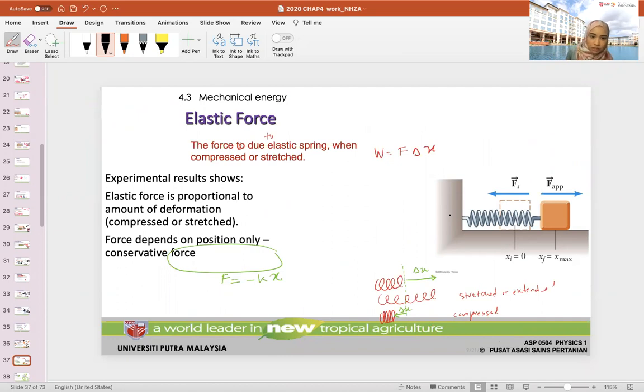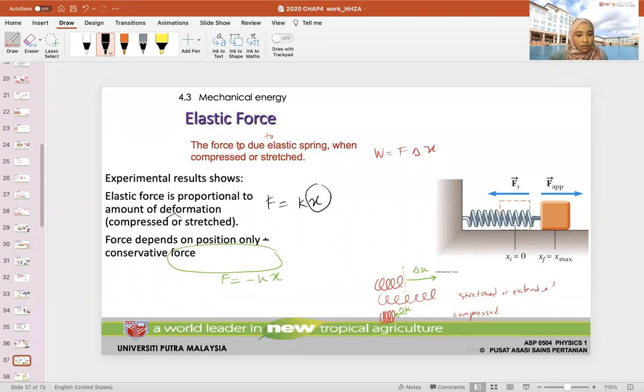So elastic force is proportional to the amount of deformation. That means that it is equal to Kx. The amount of deformation maksud kat sini ialah compress ataupun stretch. So Kx lah. Dia tu nama dia displacement of the spring. Kalau dia makin panjang ataupun makin kecil, compress. So that is related to X.